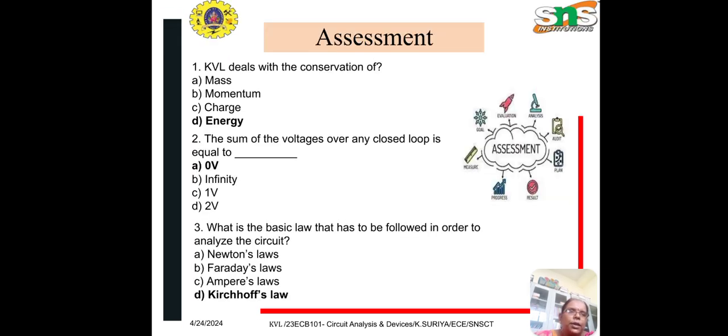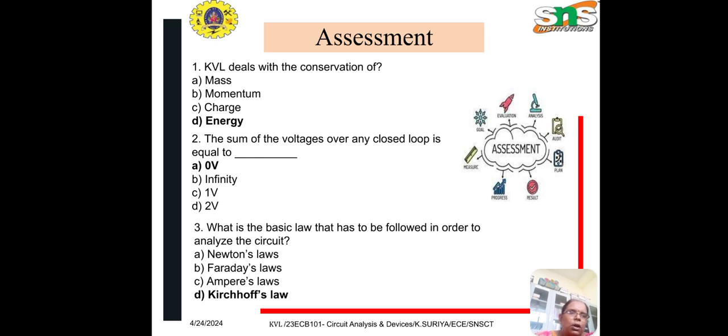I hope you understood KVL. So let us take some assessment questions. KVL deals with the conservation of which of the options: mass, momentum, charge and energy? KVL always deals with energy. The sum of the voltages over any closed loop is equal to which of the options: 0, infinity, 1 volt and 2 volt? The sum of the voltages over any closed loop is always 0.